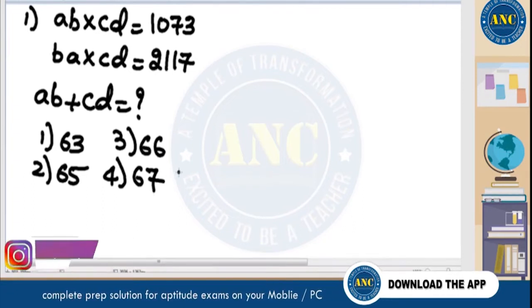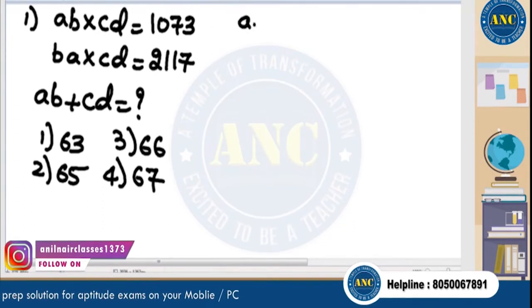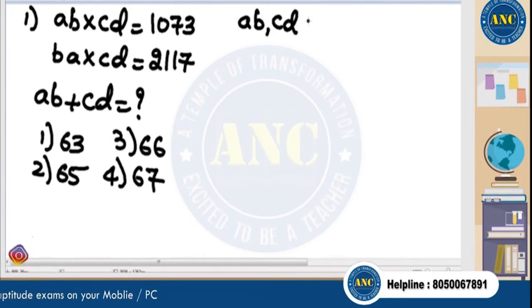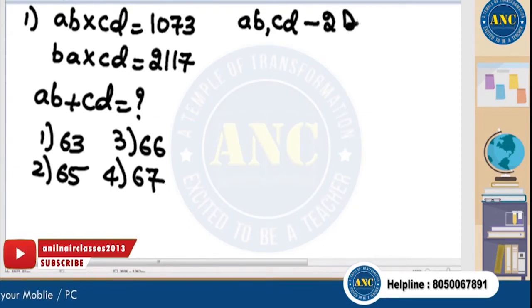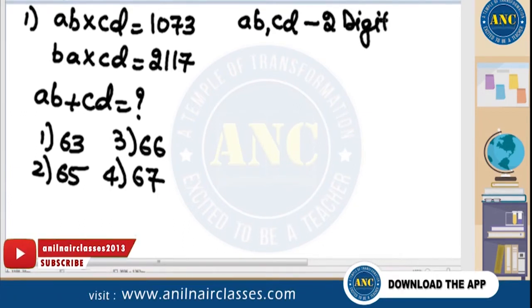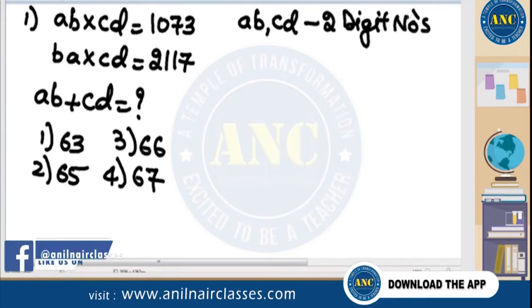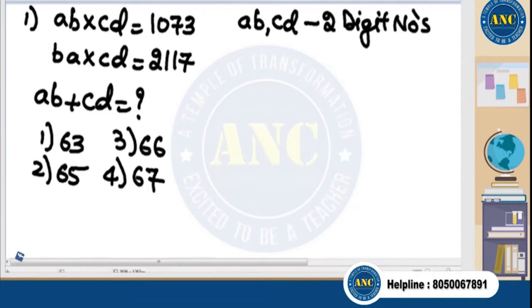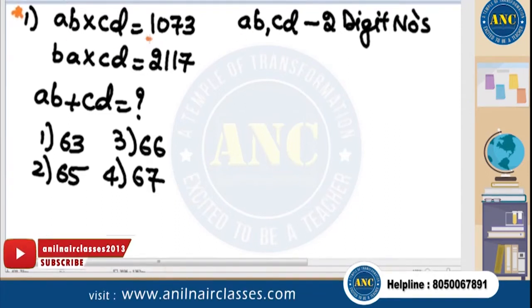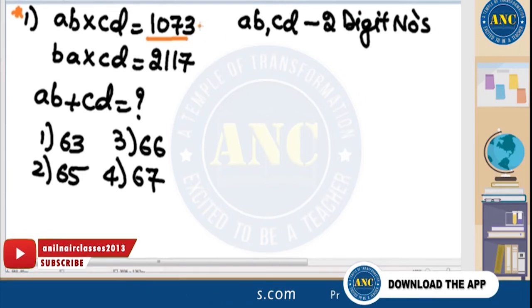63, 65, 66, 67. AB and CD are two-digit numbers. I will tweak the question. Listen carefully. AB and CD are two-digit numbers. Now, this is an original management exam question. You can check it out in previous year CAT paper.